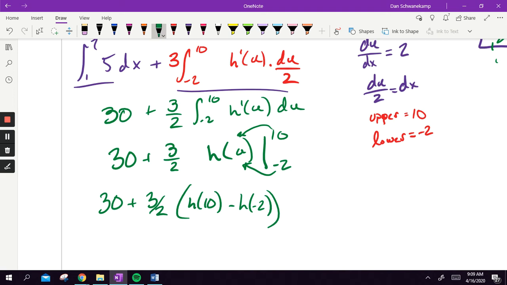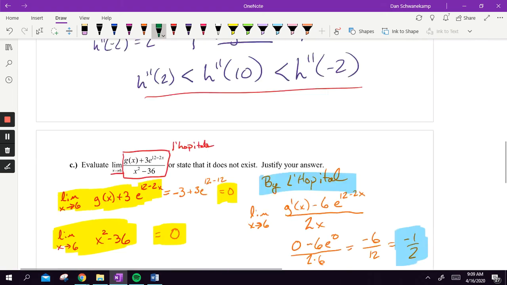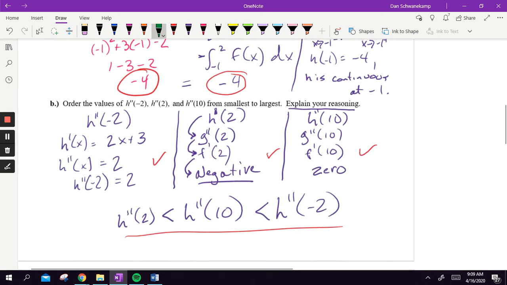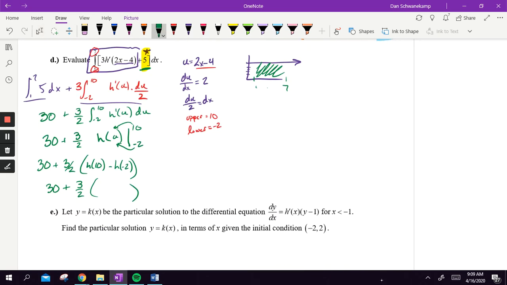Then we're actually going to do that. So it's 30 plus 3/2. I need to find out what h of 10 is. So let's go back to the top here. Okay, h of 10. Well, if I'm doing h of 10, I'm plugging into this equation. That means I'm using this equation. I'm starting at 2, and I'm integrating all the way to 10. So that means I'm finding the area under the curve. So this is 3. That's 2. So it's -3 plus 2. This is -1 minus h at -2.